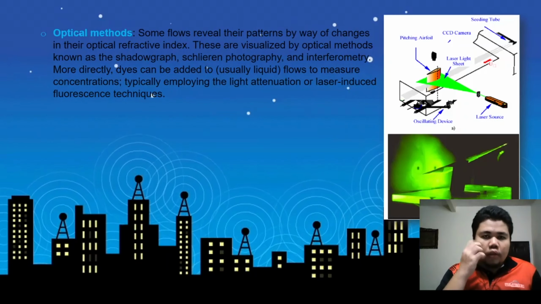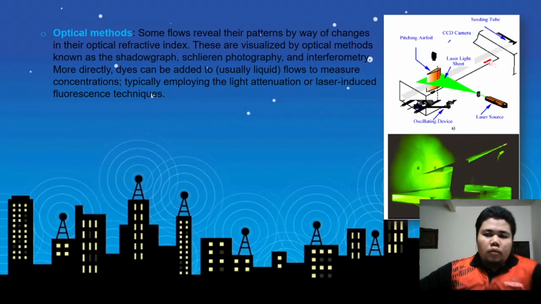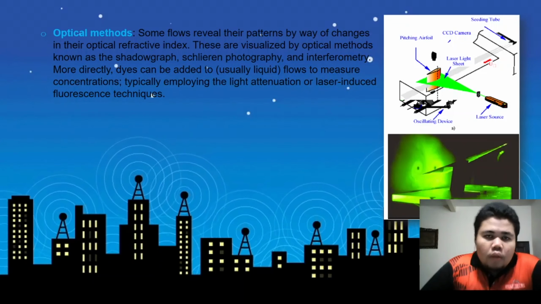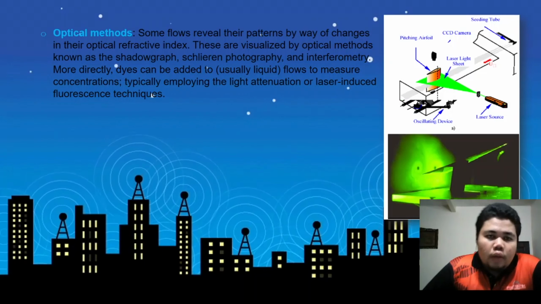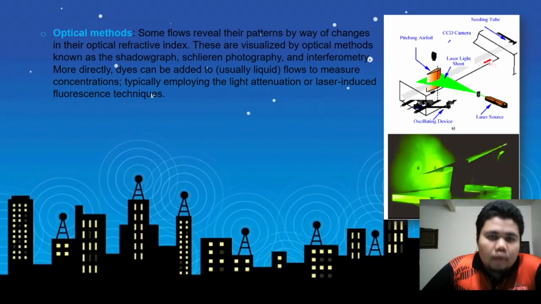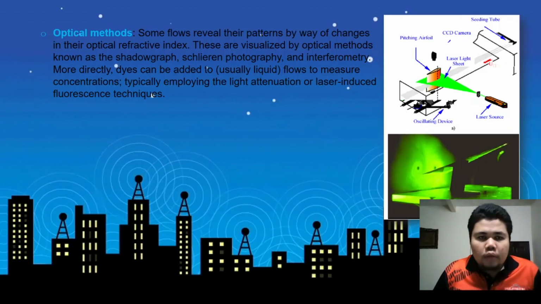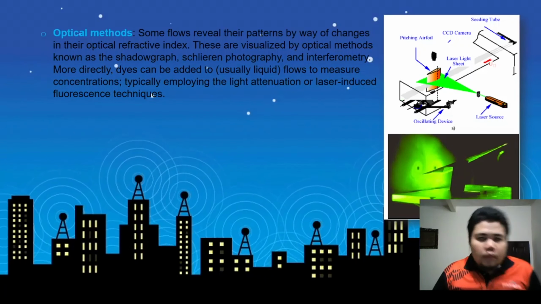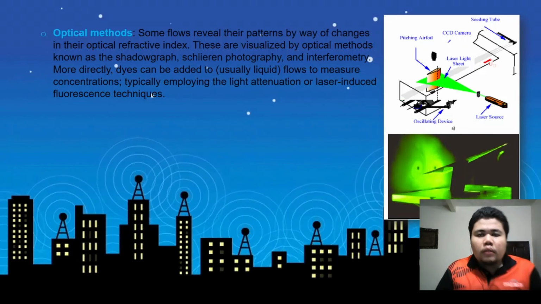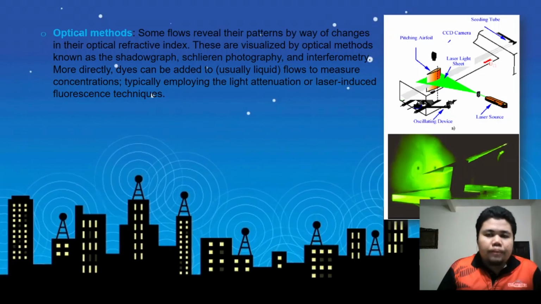The next one is the optical method. The optical method reveals the pattern by way of change in the optical refractive index. These are visualized by optical methods known as shadowgraph, Schlieren photography, and interferometry.